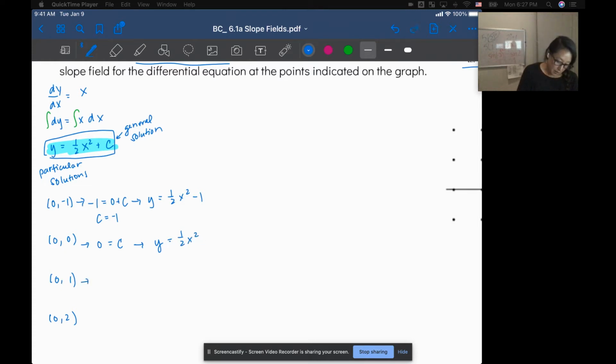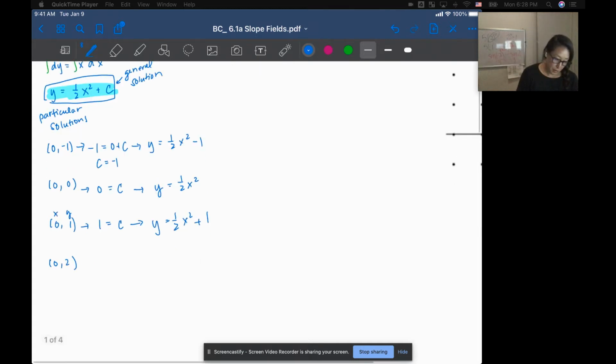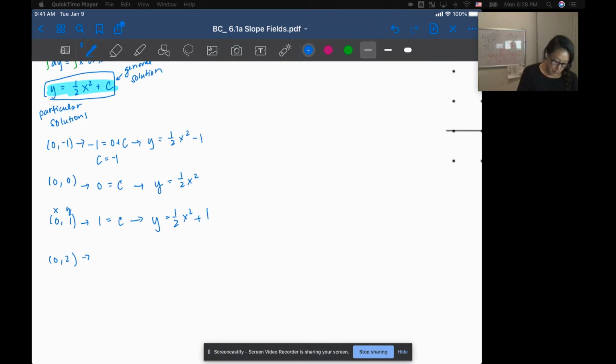Okay. So for the next one, when I plug in for y, I get 1 is equal to 0 plus c. So 1 is equal to c. So I get y is equal to 1/2 x squared plus 1. Okay, last one. There seems to be a pattern, but the y value is 2, and then 1/2 times 0 squared plus c is equal to c. So I get y is equal to 1/2 x squared plus 2. So these are the particular solutions that go through each one of the starting value points.